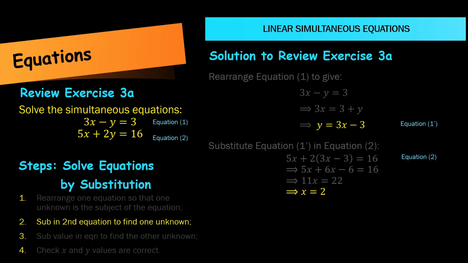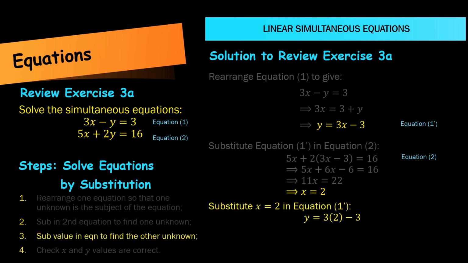Now we substitute in equation 1 dash to find y. So y equals 3 times 2 minus 3, because of course x equals 2. So we've substituted that here. And tidying up gives us that y equals 3. Hence the solution is x equals 2 and y equals 3.